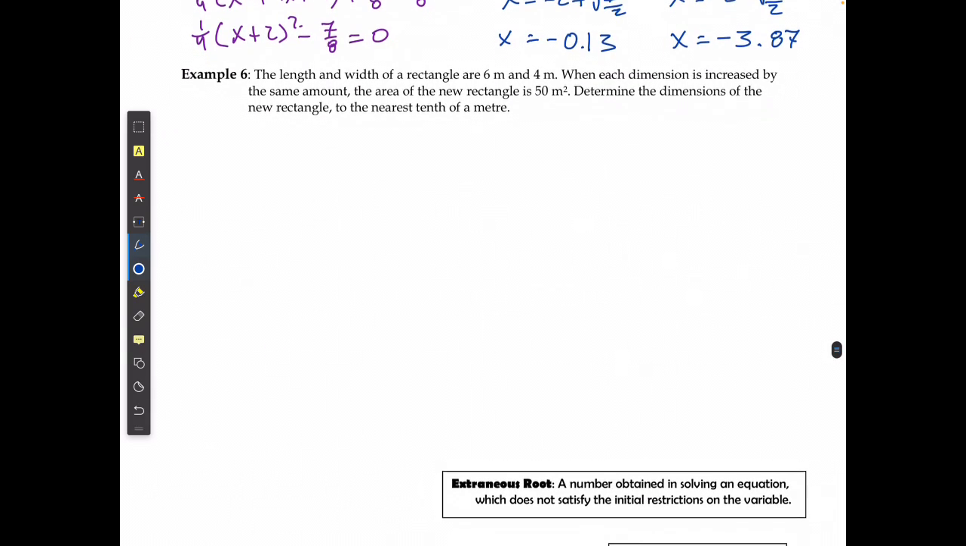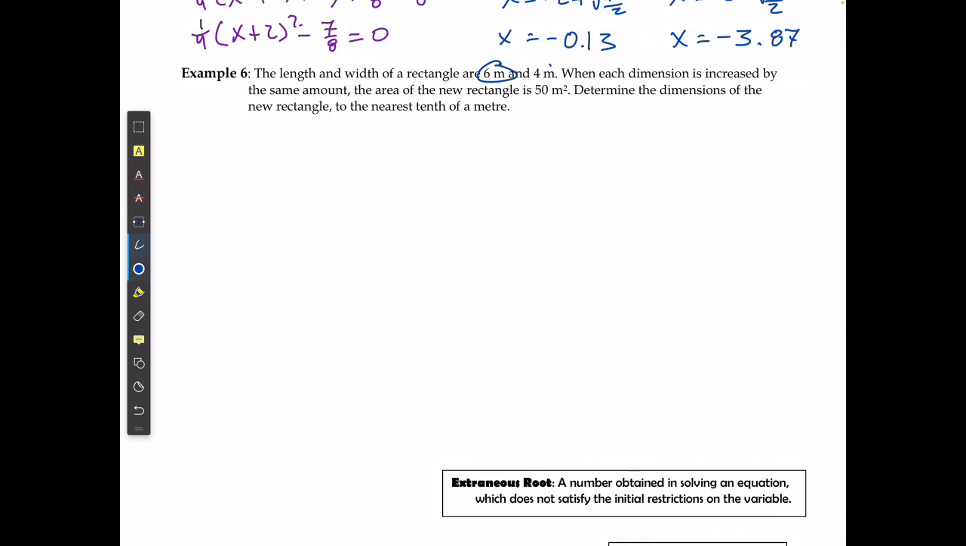For example 6, the length and width of a rectangle are 6 meters and 4 meters. When each dimension is increased by the same amount, the area of the new rectangle is 50 meters squared. Determine the dimensions of the new rectangle to the nearest tenth of a meter. Well, if I'm increasing each of them by the same amount, then the length would now become 6 plus x, and the width is going to become 4 plus x. And this is going to give me an area of 50.